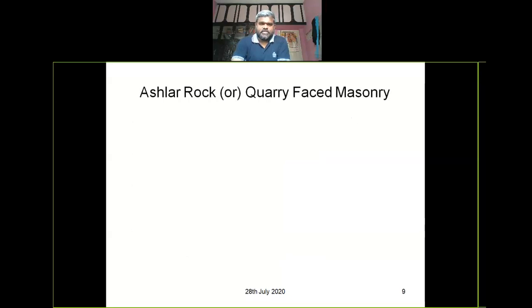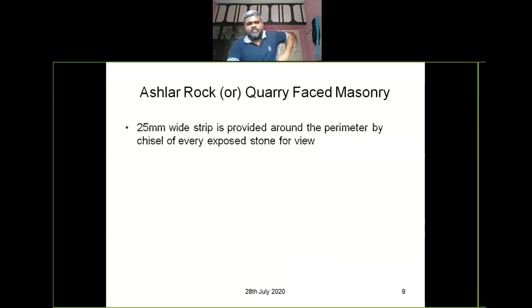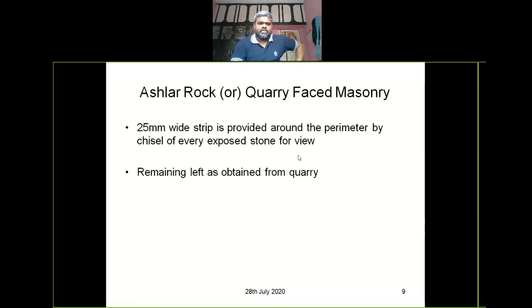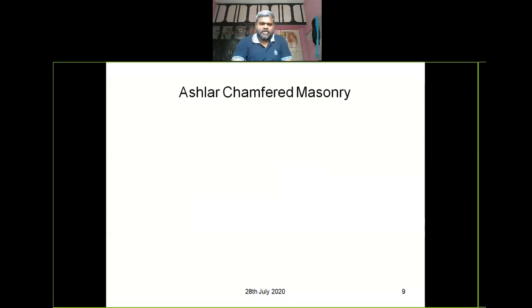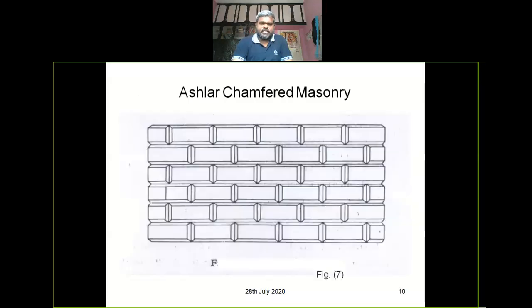Right, it is known as bastard ashlar masonry. Ashlar rock or quarry-faced masonry: a 25 mm wide strip is provided around the perimeter by chisel on every exposed stone for view. The remaining portion is left as obtained from the quarry, and bushings exceeding 80 mm are removed by hammer, which gives a massive appearance.